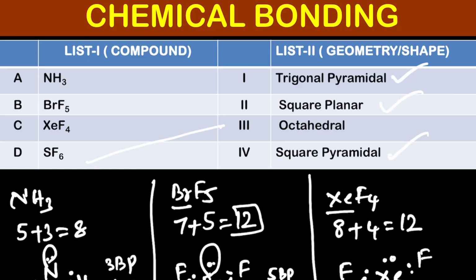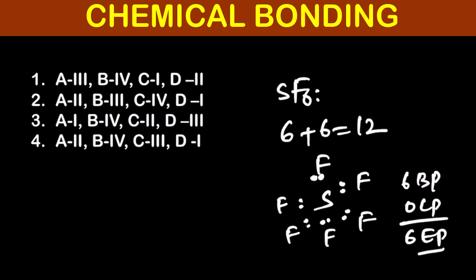So what will be the answer? A is 1, B is 4, C is 2, and D is 3. A1, only one option is present here for A1, so I will directly tick this answer. I will only look at the answer 3 and I will discard all the other options.